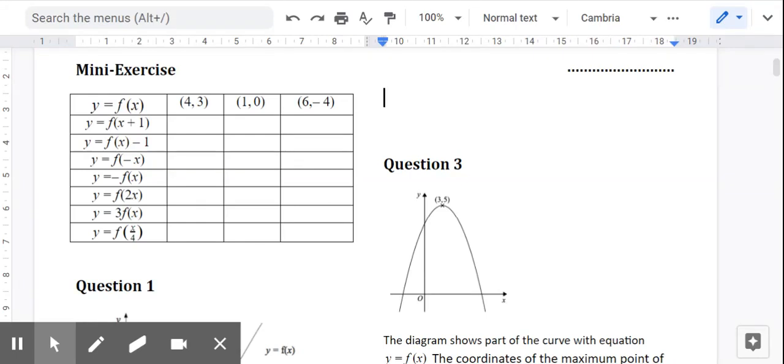Hello everyone. In this video, I'll be focusing on answering some of the questions on the worksheet, and this will help you to model how to answer the questions and complete the worksheet.